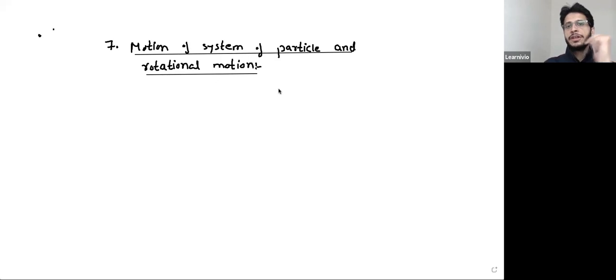But now we will study, till now we know how to calculate velocity of a point mass. We know how to calculate acceleration of a point mass. We know how to calculate force and energy of a point mass. But now we will study the motion of a rigid body.